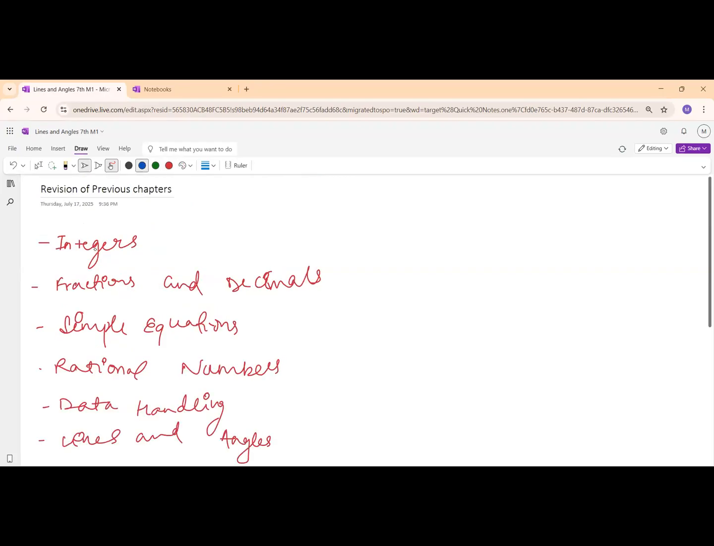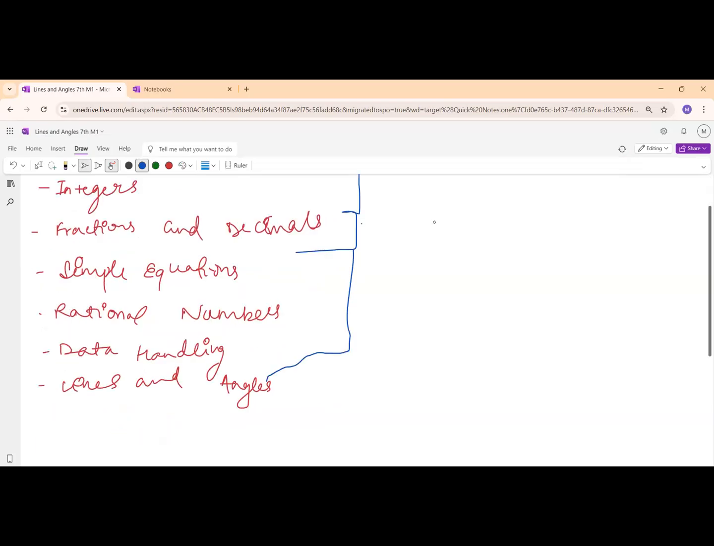Okay, so now integers. These three, these blue chapters which I have lined with blue, are coming in Salman's syllabus. Salman, they are coming in yours.